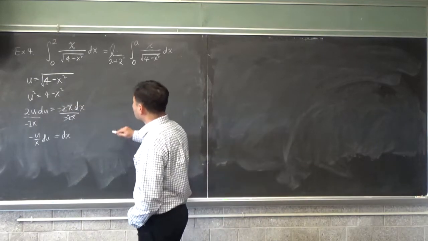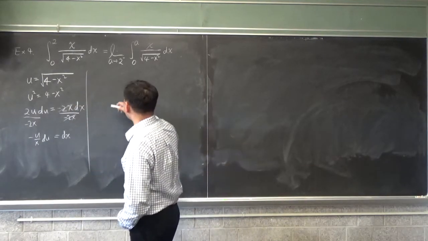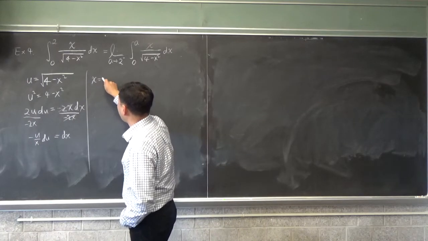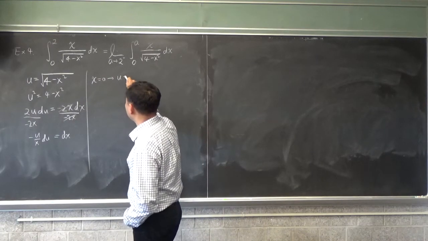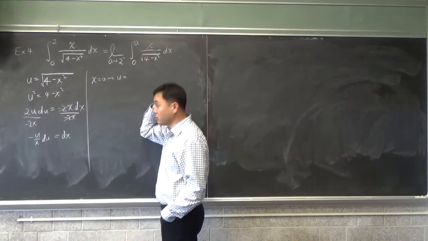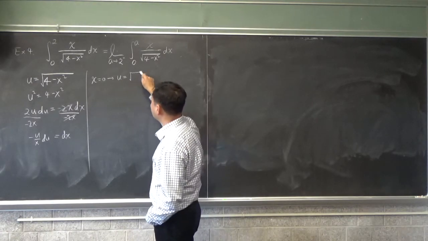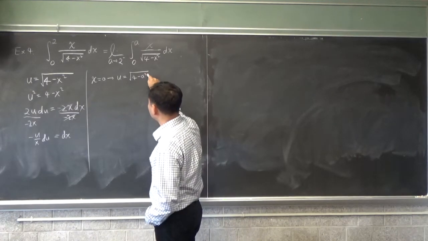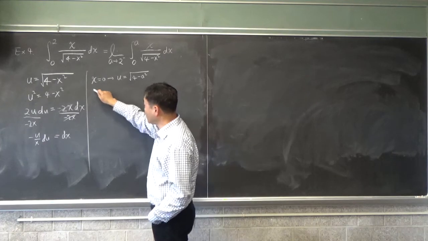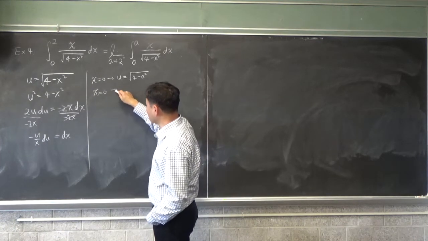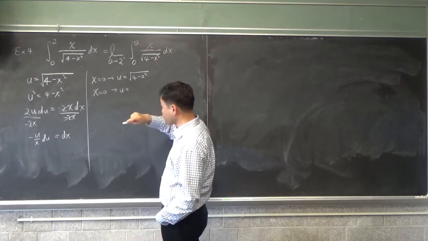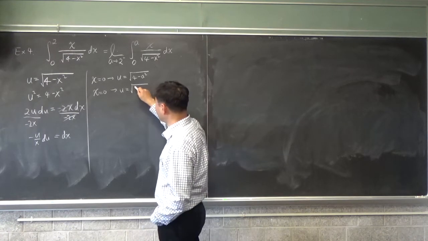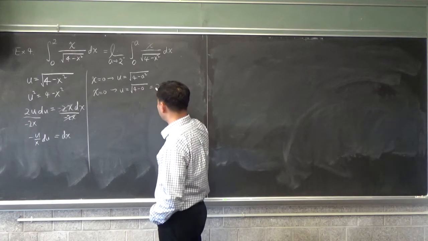I also said I want to change the bounds as well. So when x is a, that makes u equal to the square root of 4 minus a squared. Okay, good. When x is 0, u becomes 2, that's square root of 4 minus 0, which is 2.